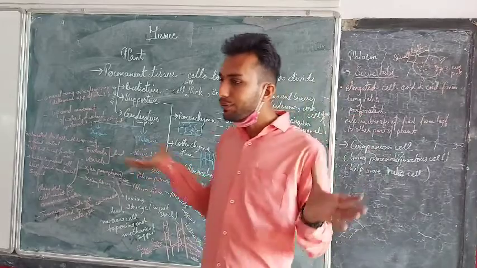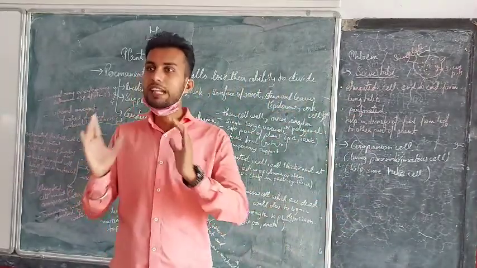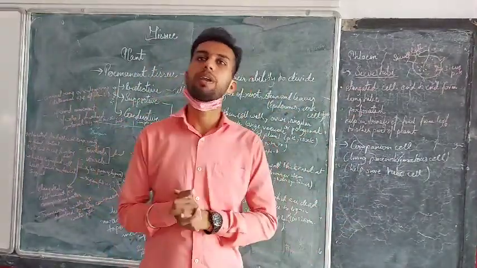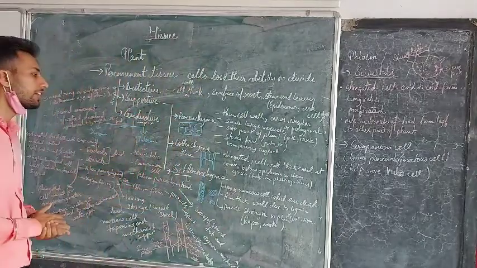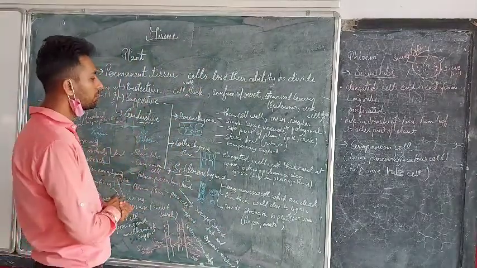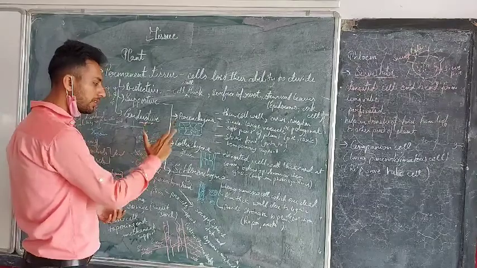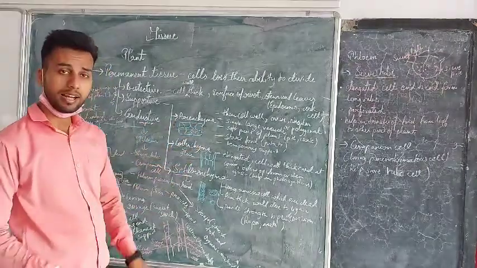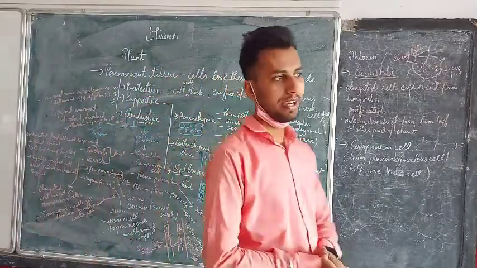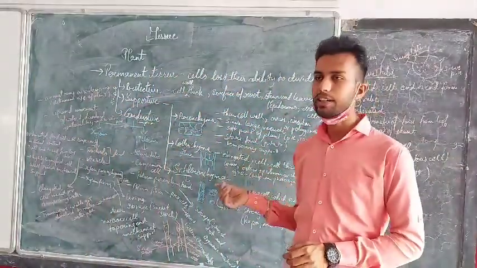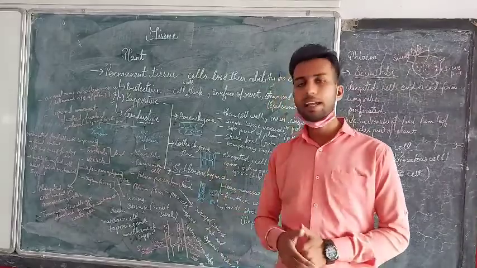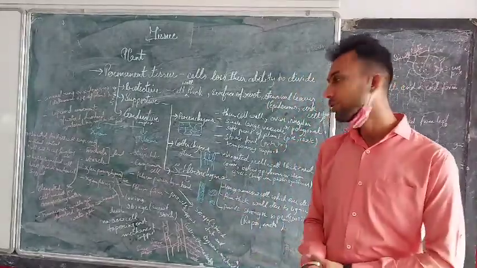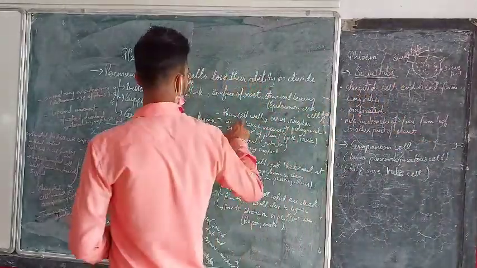Now, secondly, coming to the supportive function. Supportive means which provides a framework. That means the group of cells which provide a framework to the plant is called the supportive permanent tissue. These supportive permanent tissues are further of three types: parenchyma, collenchyma, and sclerenchyma. Parenchyma and collenchyma are the living parts, and sclerenchyma is totally dead. It is totally hard.